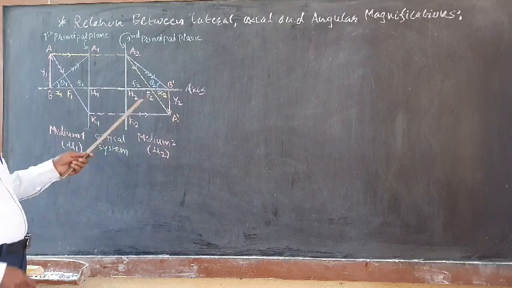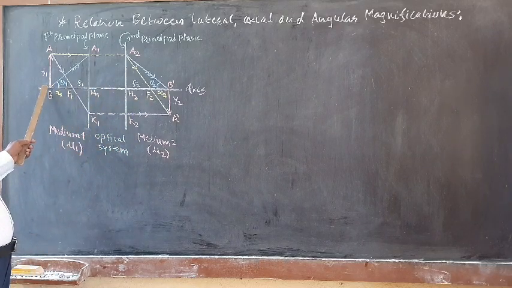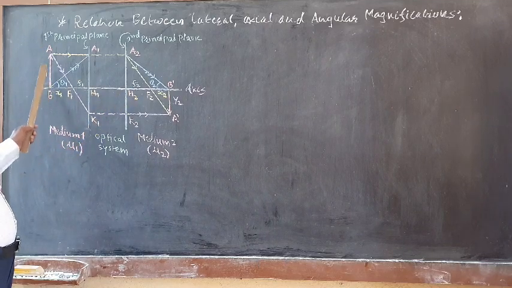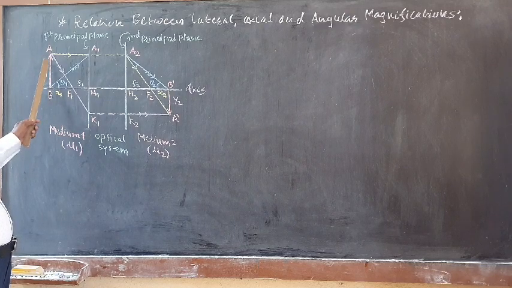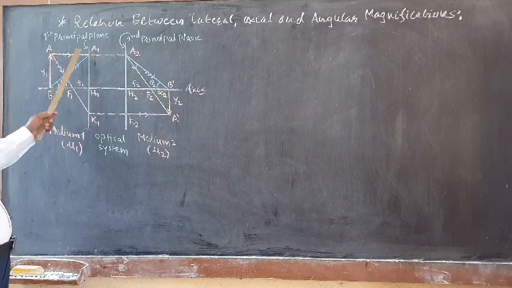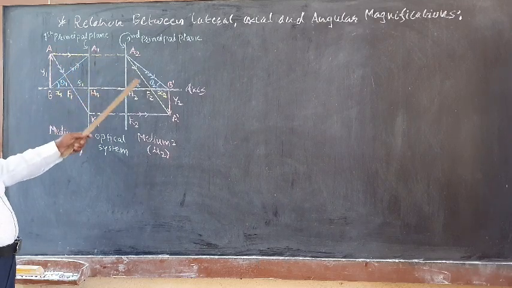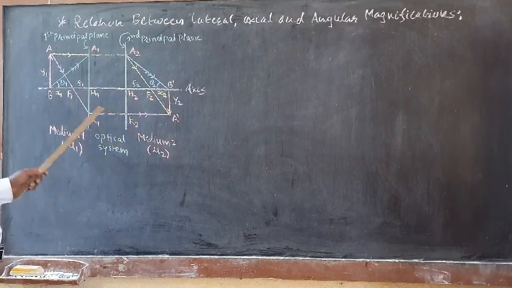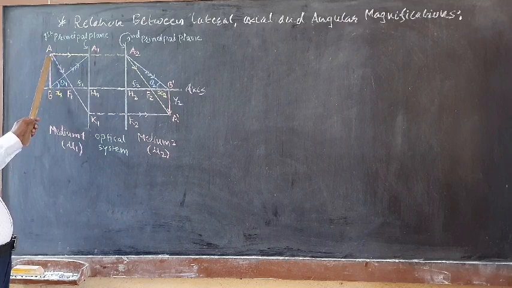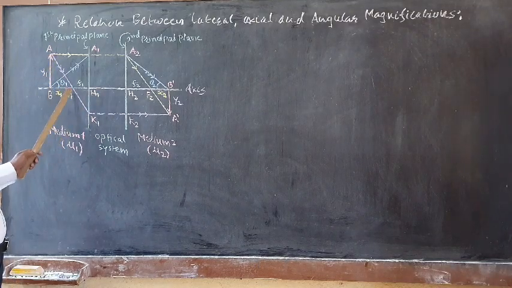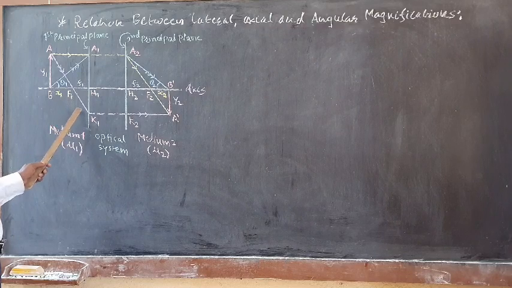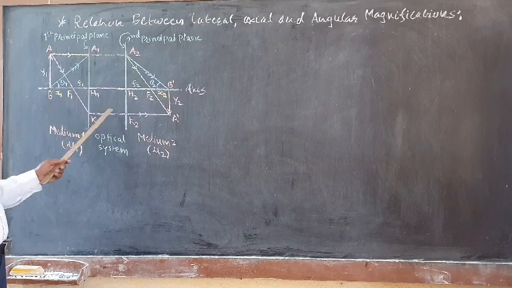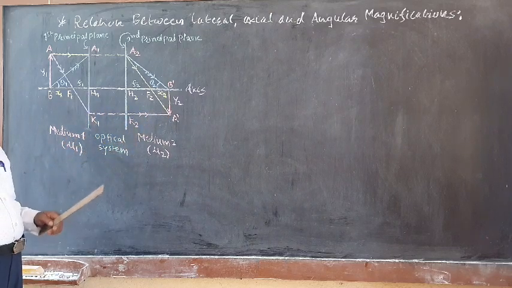Now in this figure, consider any object AB placed on the axis, and to obtain the image we draw three rays. First, consider the ray A1 parallel to the axis. After refraction it passes through the second focal point F2. Now consider the second ray, A F1 K1, which passes through the first focal point, and according to the definition of the first focal point, after refraction it proceeds parallel to the axis.